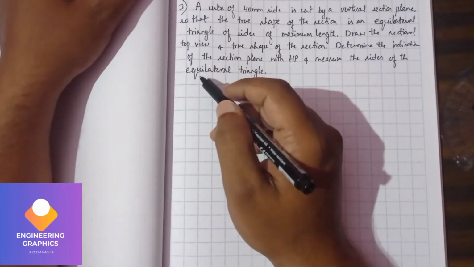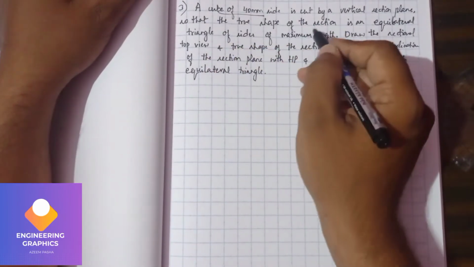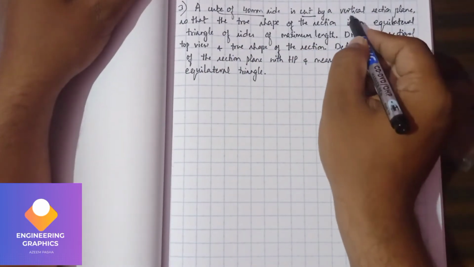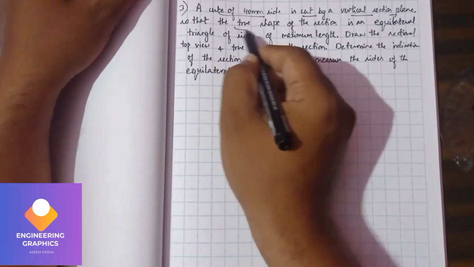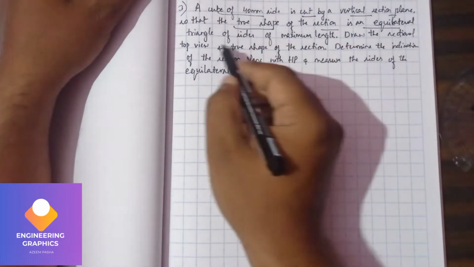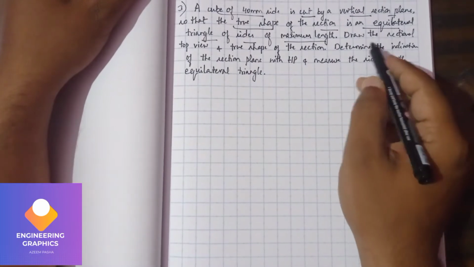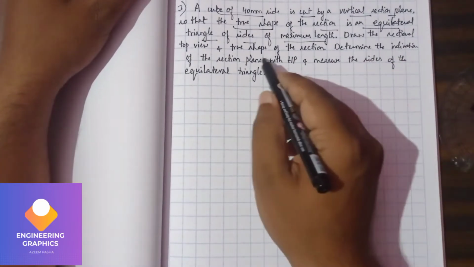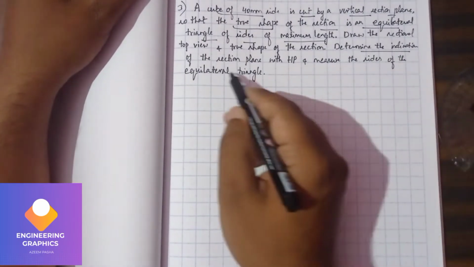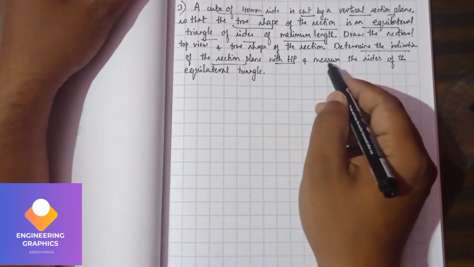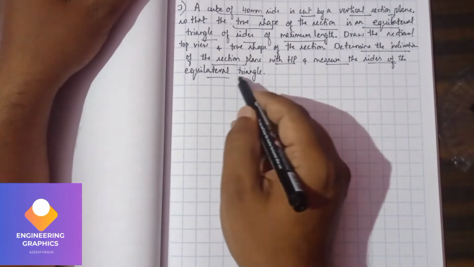The next problem: a cube of 40 mm side is cut by a vertical section plane. The true shape of the section is an equilateral triangle of maximum side length. Draw the sectional top view and true shape of the section. Determine the inclination of the section plane with HP. Measure the sides of the equilateral triangle.